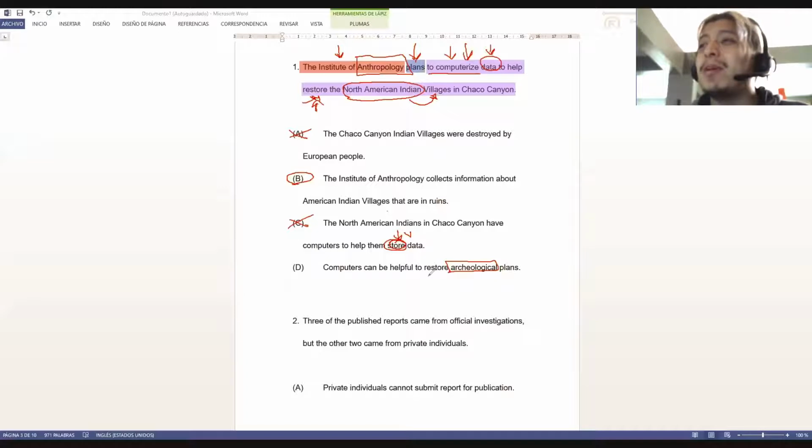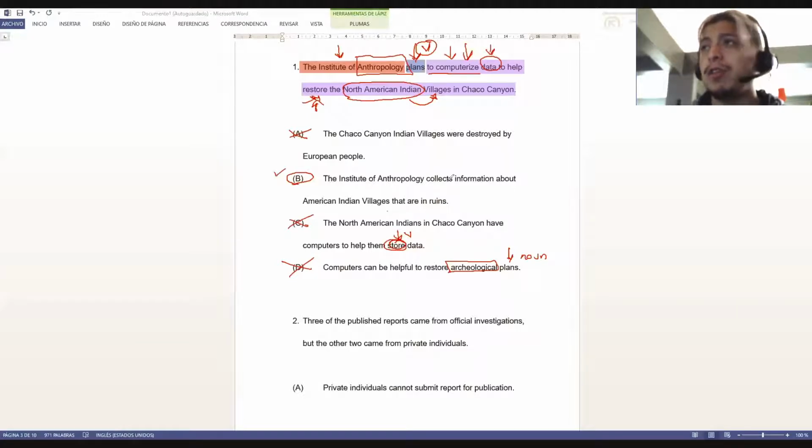So maybe computers can be helpful to restore archaeological plans, but the Institute, number one, here planning is the verb. This institute plans to computerize. And in this case, restore the plans. The plans is the noun. Restoring the plans is not the point of this. We don't want to restore the plans. We want to restore the villages. Planning is the verb. Plus they are speaking about archaeological and we are speaking about the Institute of Anthropology. So I'm not really sure that it is the same thing. So we cannot assume this, okay?